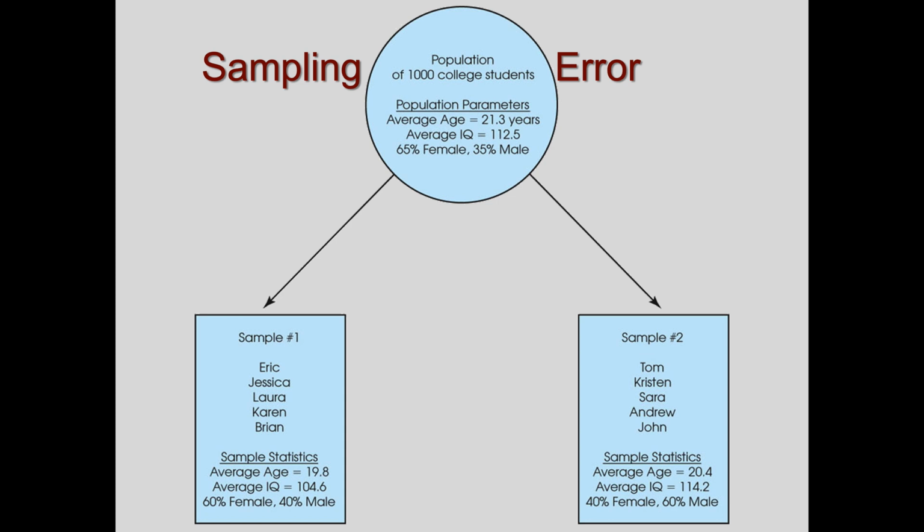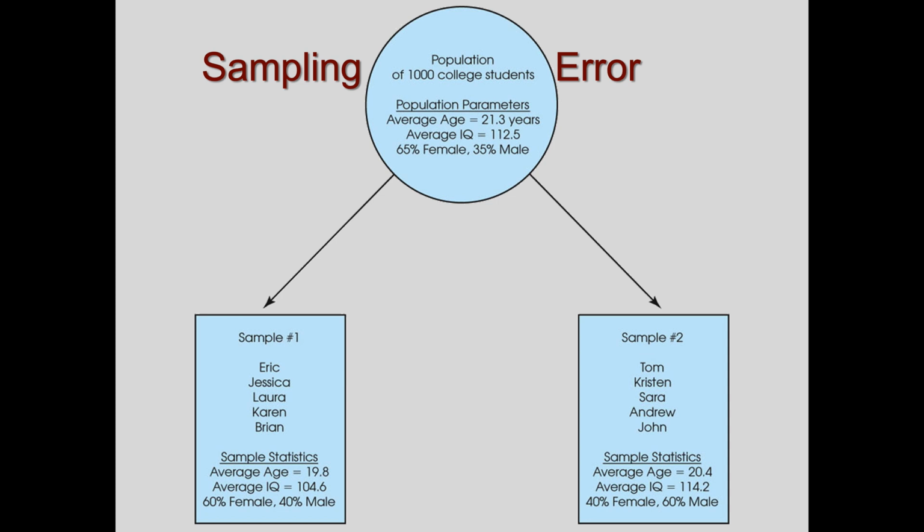And based on that population, they make up two samples. One sample has 5 people in it: Eric, Jessica, Laura, Karen, Brian. And for that sample statistic, remember statistics come from samples. Again, I want to repeat, P P in the big circle at the top, S S in the 2 rectangles at the bottom. Sample statistics: average age 19.8, average IQ 104.6, and it's 60% female, 40% male.